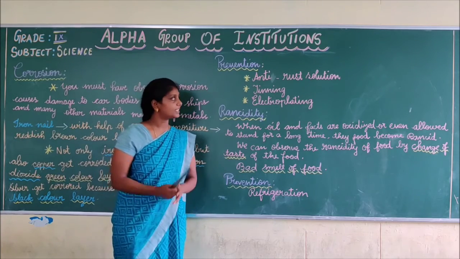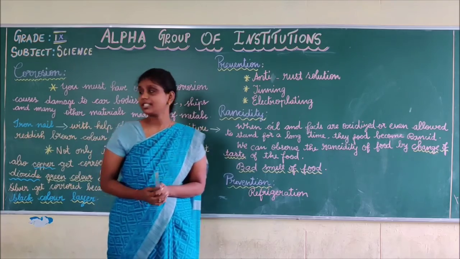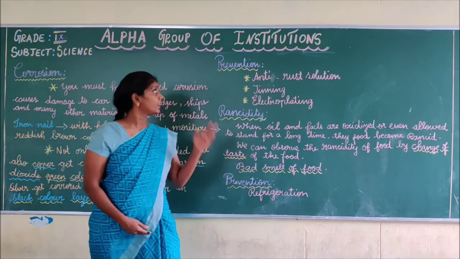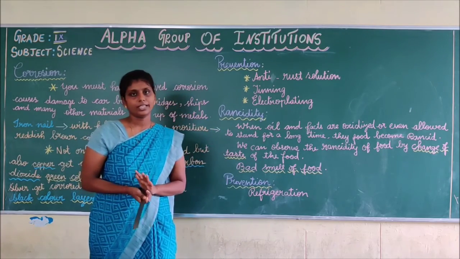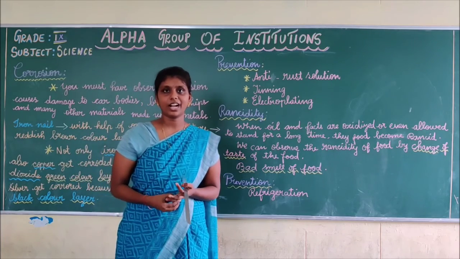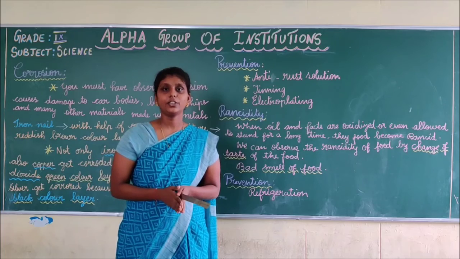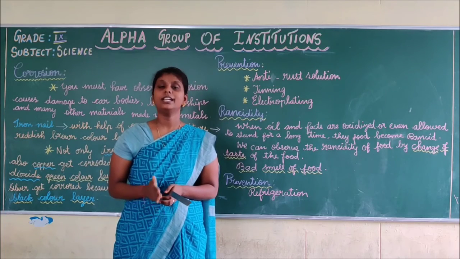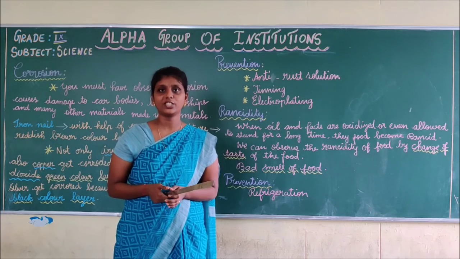Okay students, in this class, what have we discussed? We have discussed what is corrosion and rancidity. Next I am going to give the instruction regarding classwork writing. Write the short answer in your classwork. Refer to the PDF which is attached with this video.